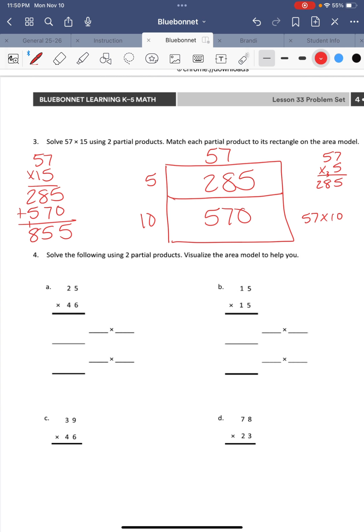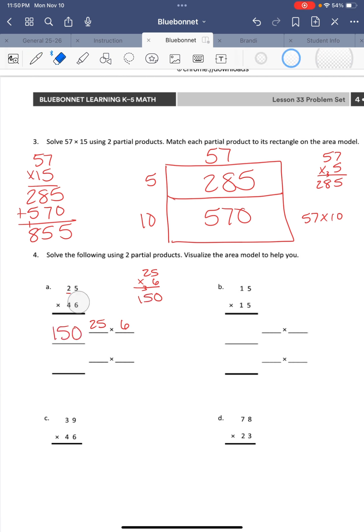All right, down here, we're going to just do number 4, and then we're going to stop for today. So on this first line, I'm going to do 25 times 6. That's this times this. So let's see. 6 times 5 is 30. 6 times 2 is 12, and 3 more is 15.